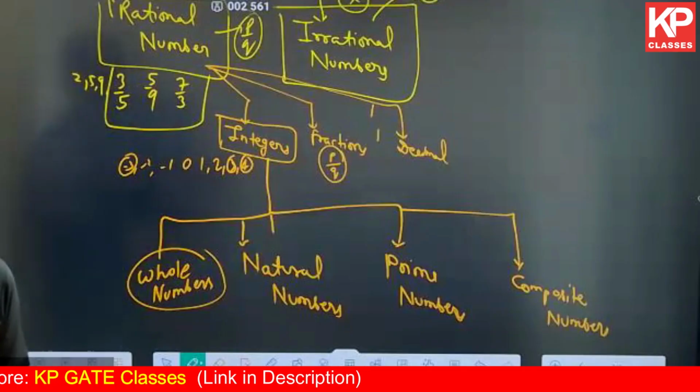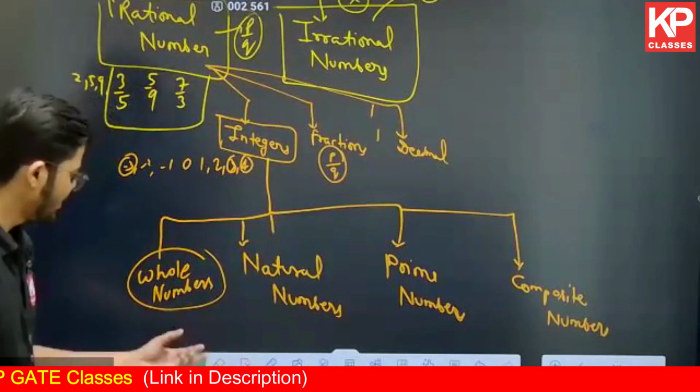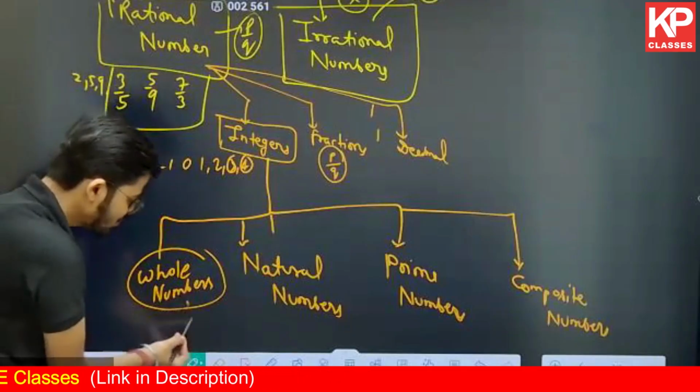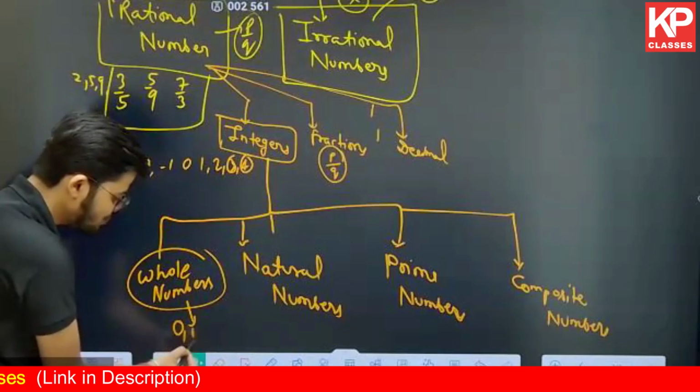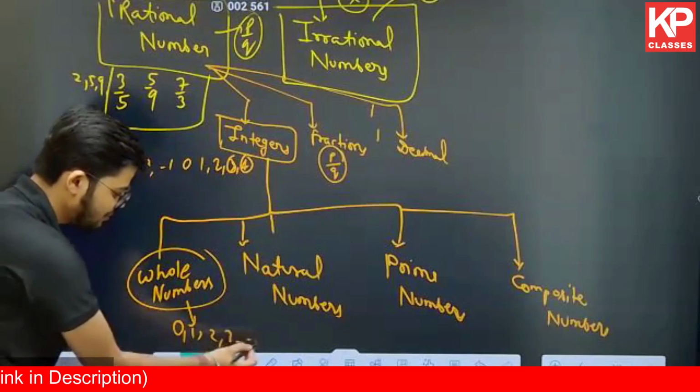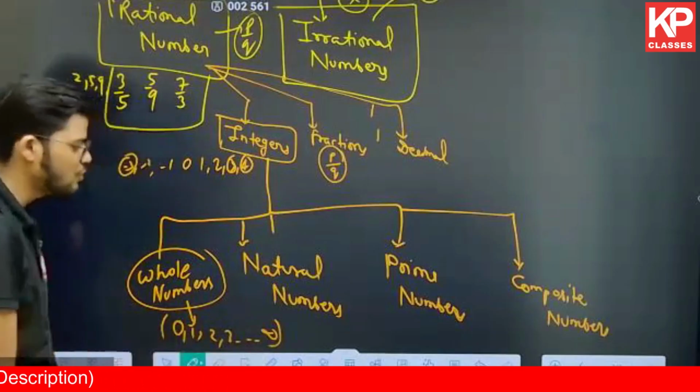0 to infinity. Correct. Okay, all right. So you guys are aware of this. Now, when I'm going to talk about whole numbers, that means it will start from 0, 1, 2, 3 till infinity, right? These will be an example of whole numbers.